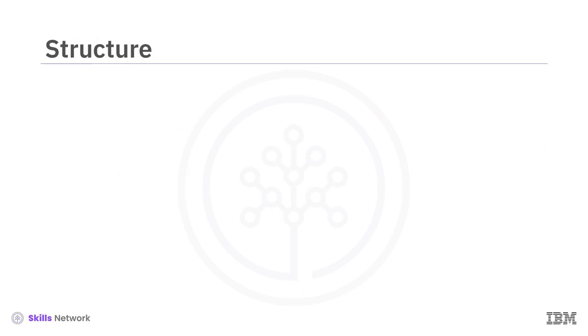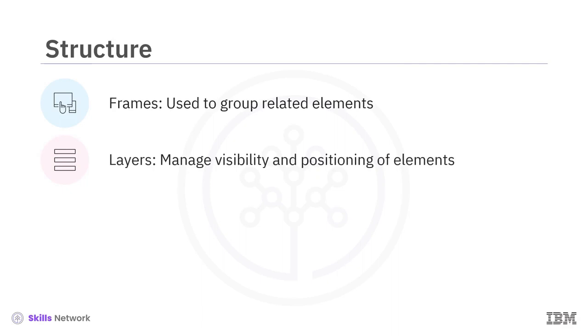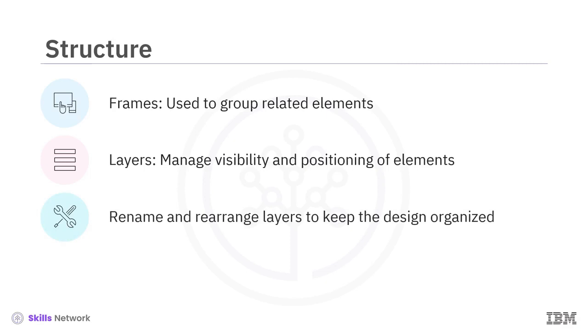In Figma, the structure of a design is based on frames and layers. Frames group related elements and create sections within the design. You can create frames of assorted sizes and shapes, resize and reposition them, as well as nest frames within other frames to create more complex structures. You can create multiple layers containing one or more design elements within a single frame, as well as rearrange, rename, and group layers together to keep the design organized. Layers manage the visibility and positioning of individual elements within a frame.